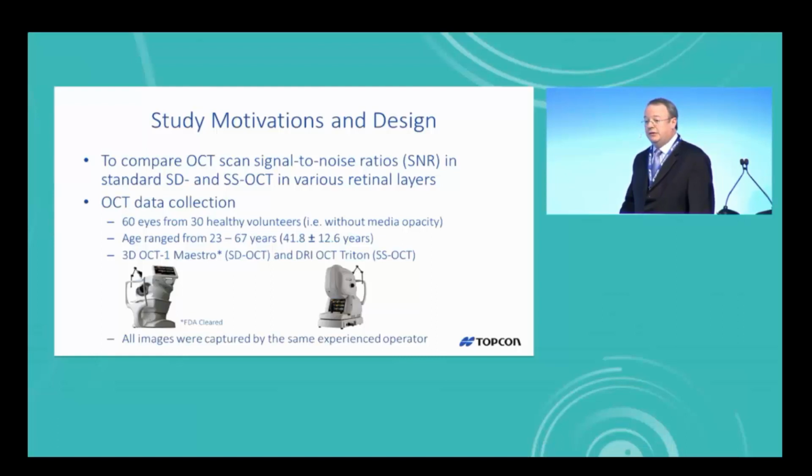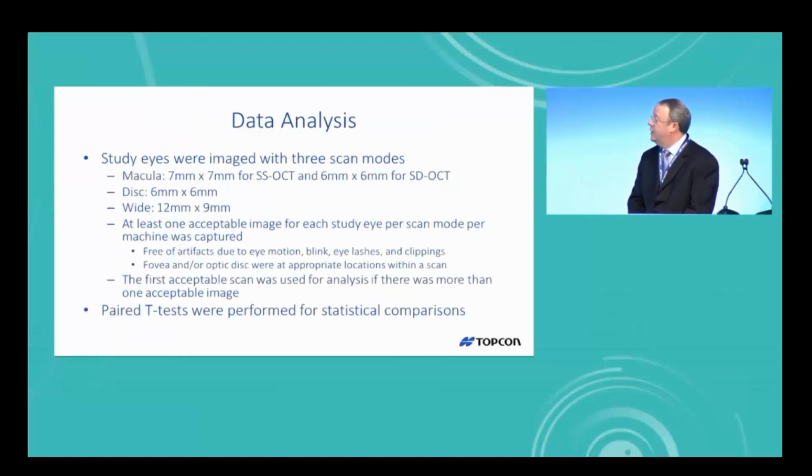We collected 60 eyes from 30 healthy volunteers without media opacities. And the ages range from 23 to 67. We see the profile here. We collected image data for all of our standard imaging fixations, macula, disc, wide, and we made sure at least one acceptable scan for each of these modes was collected, and then we chose the first acceptable scan to utilize as part of our comparison.